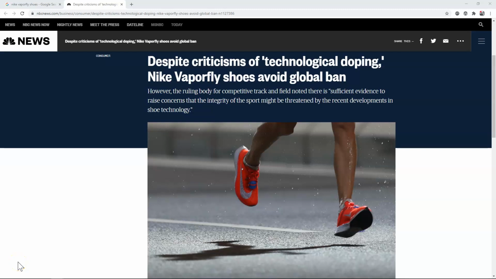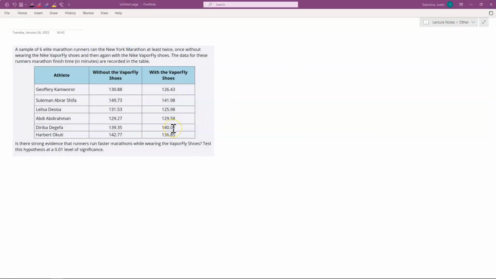So if you've never heard of the Nike Vaporfly shoes, they're these shoes that marathoners are wearing to hopefully decrease their marathon time. And people have said that it's so effective that they've even thought about banning them. Luckily, they didn't do that at this point, as you can see from this headline. But the question is, do these shoes really make a big difference in how well a person can run a marathon? So that's the question that we're looking at here.